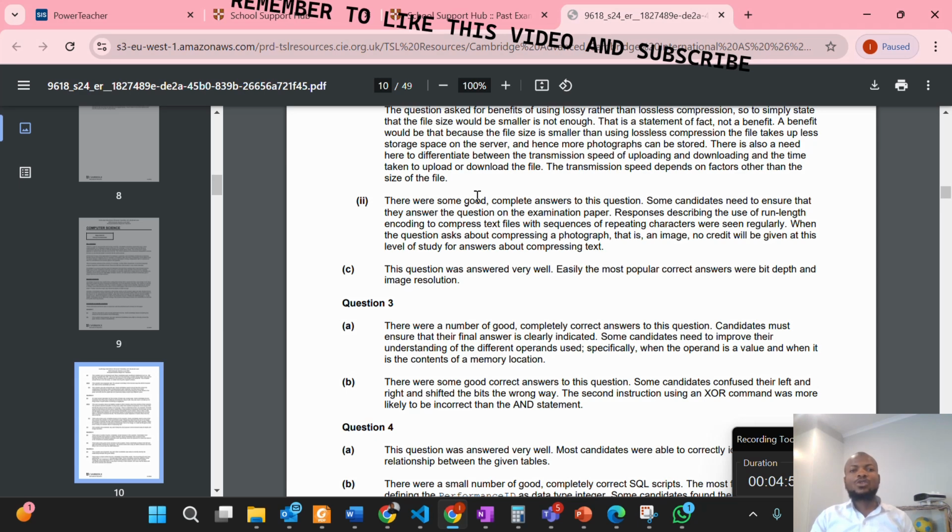It says that there were some good complete answers to this question. Some candidates need to ensure that they answer the question on the question paper. Responses describing the use of run length encoding to compress a text file with sequences of repeating characters were seen regularly. When the question asks about compressing a photograph, that is an image, no credit will be given at this level of study for answers about compressing text. I hope this is understood. So you must be careful when answering your question. Answer in the context of the question. Don't just write a general definition or general explanation. I hope this is understood.